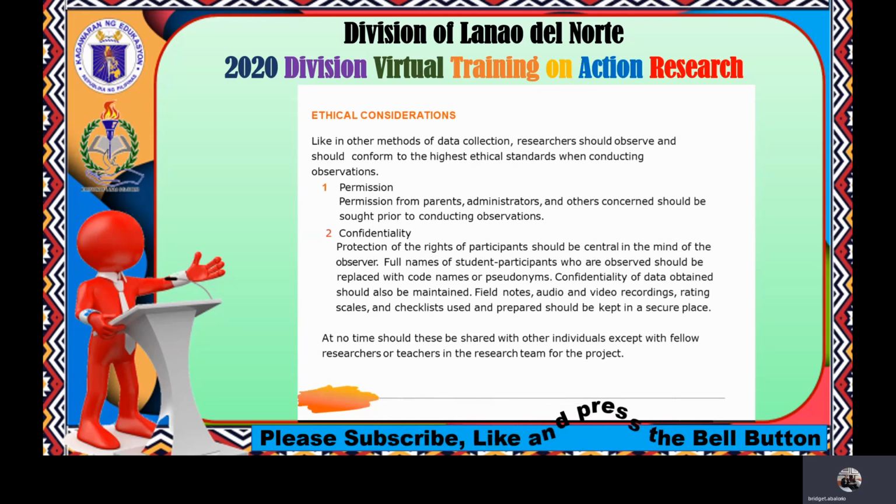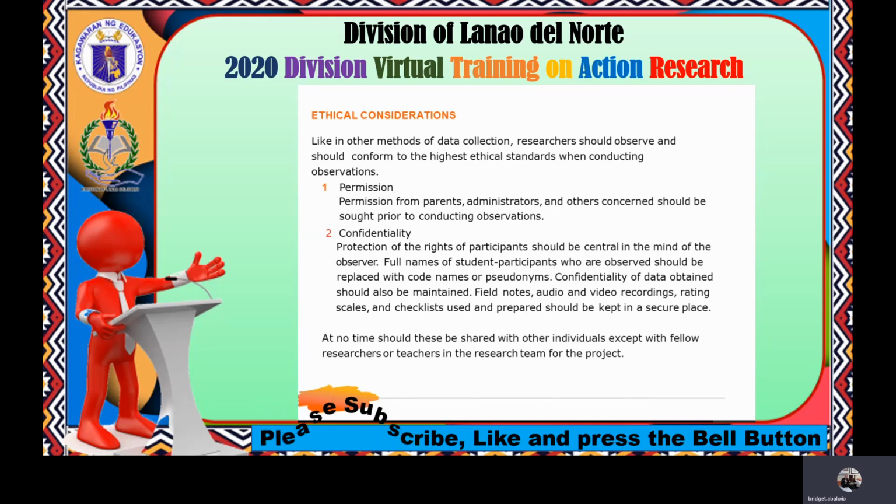Second, confidentiality. Protection on the rights of participants should be central in the mind of the observer. Full names of student participants who are observed should be replaced with code names or pseudonyms. Confidentiality of data obtained should also be maintained.